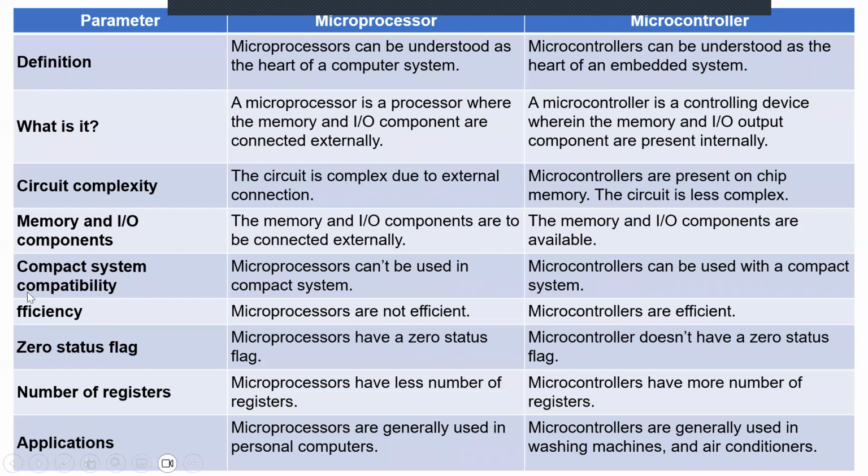Based on these parameters, we will now see the difference between the microprocessor and the microcontroller. You know the definition: a microprocessor is the heart of the computer system, while the microcontroller is the heart of the embedded system. Make sure you note this small difference. A microprocessor is a processor where the input, output and memories are connected externally. There is no embedded memory or embedded input output ports.